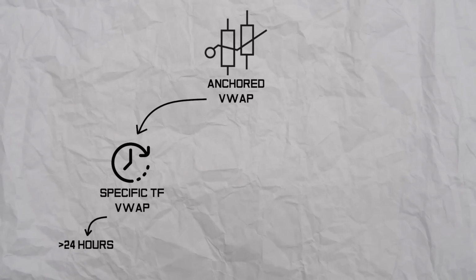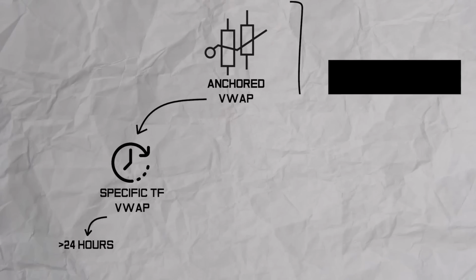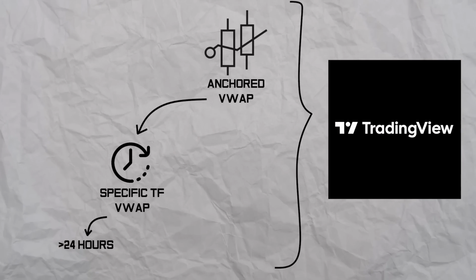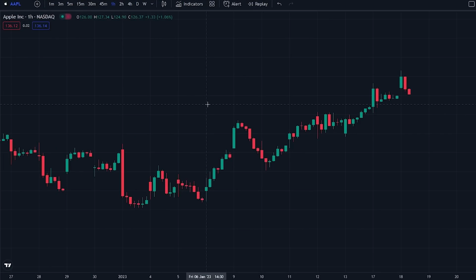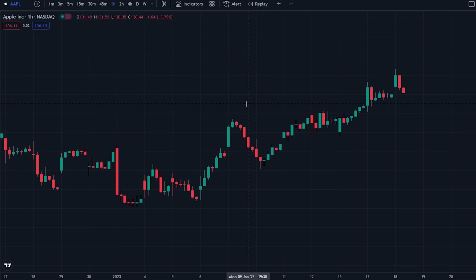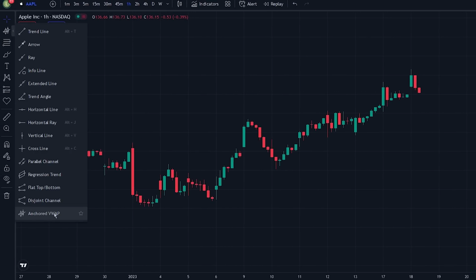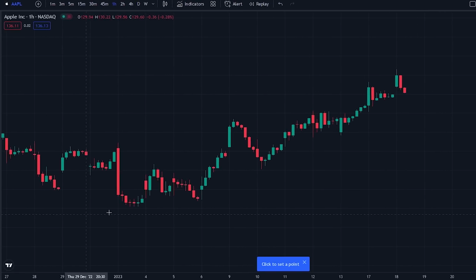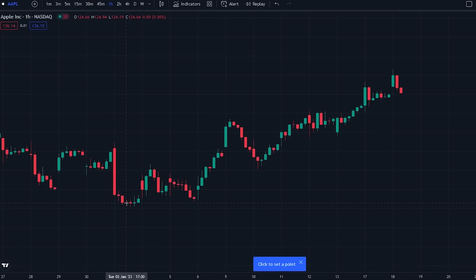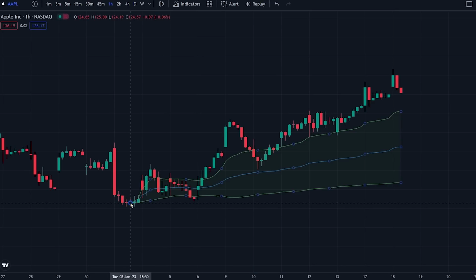Now that you know exactly how this indicator works, let's head over to TradingView and see how we can profit by using this powerful indicator. First, let's add the anchored VWAP indicator to the chart. To do this, click on the Line Tools button. After that, select the anchored VWAP indicator at the bottom. After that, we will click on a certain point on the chart. This will be the starting point for the anchored VWAP.